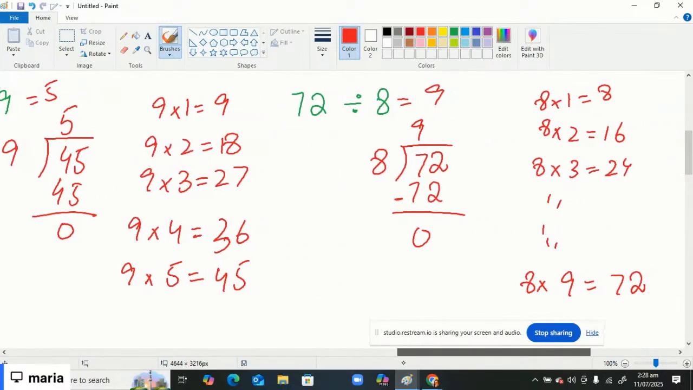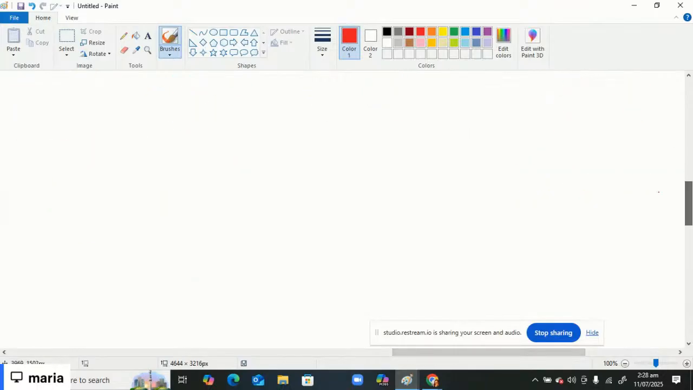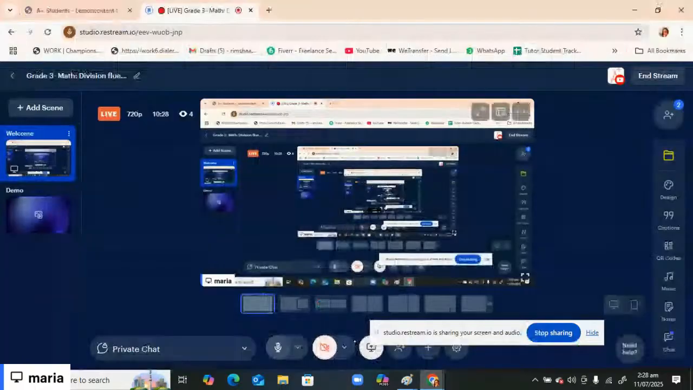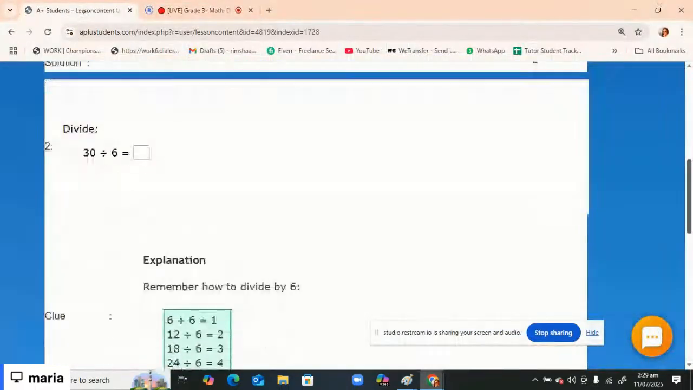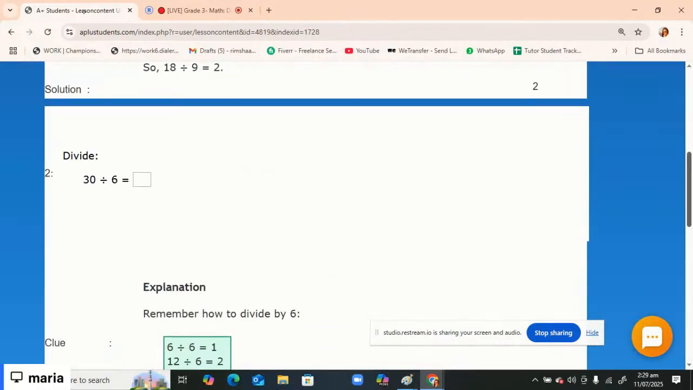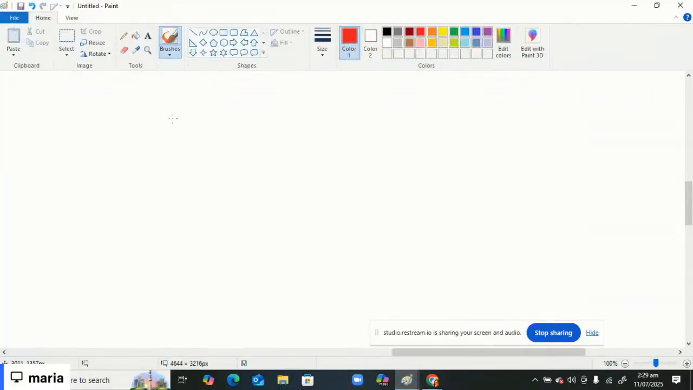So here we write down the table of 9 and here we write down the table of 8. Okay, so these are the two answers. Let me just do one more question for that. Let's do this one. These are all the tables.